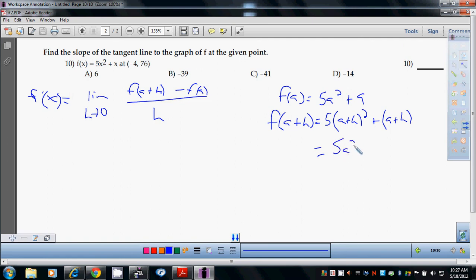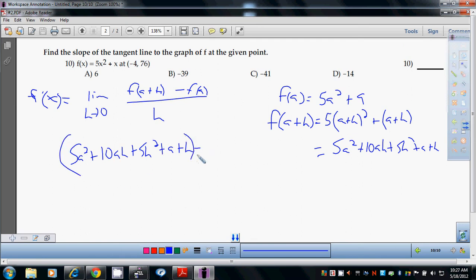So that's 5a squared plus 10ah. Really, it's a squared plus 2ah plus h squared, but you didn't have to distribute the 5. Plus a plus h. Now we're ready to plug everything into the equation. F of a plus h minus f of a, all over h.